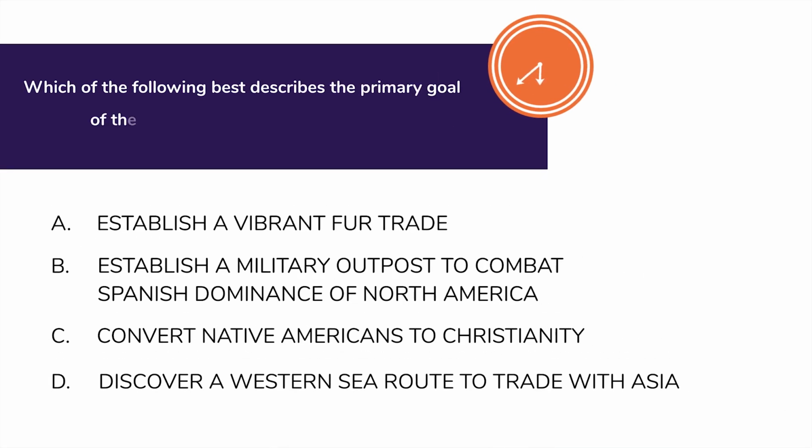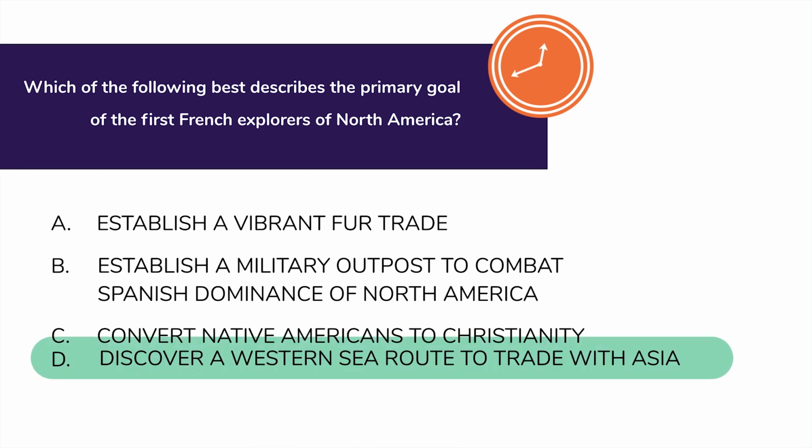Now for the broadest category, history. Which of the following best describes the primary goal of the first French explorers of North America? Well, France wanted to discover a western sea route to trade with Asia, also known as the Northwest Passage. Let's hear a little history. Jacques Cartier was the first Frenchman to explore North America. He was sent in 1534 by commission of the French king to find a western passage to the lucrative markets of Asia. A secondary goal of Cartier and subsequent French explorers was establishing land claims for France.